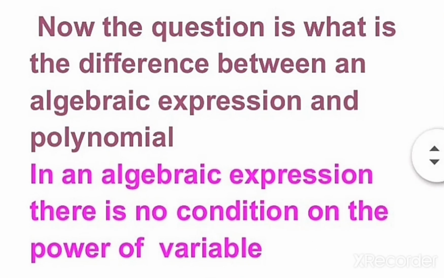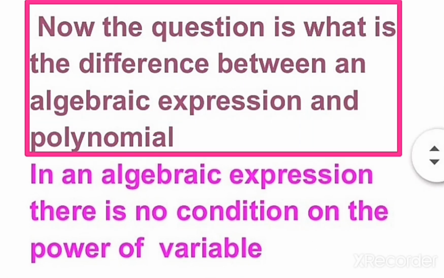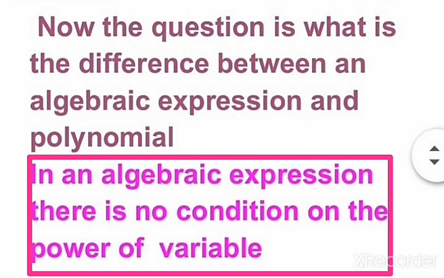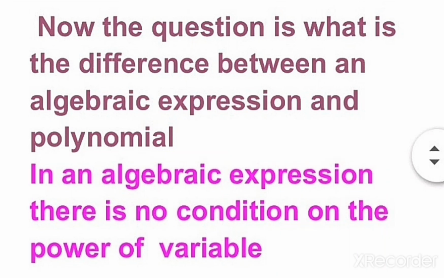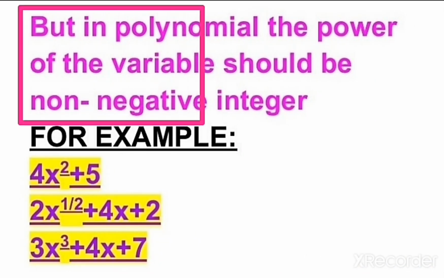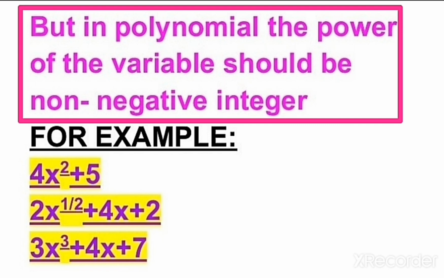What is the difference between an algebraic expression and a polynomial? Because in appearance both look the same, you should know that in an algebraic expression there is no condition on the power of the variable, but in a polynomial there is a condition on the power of the variable.